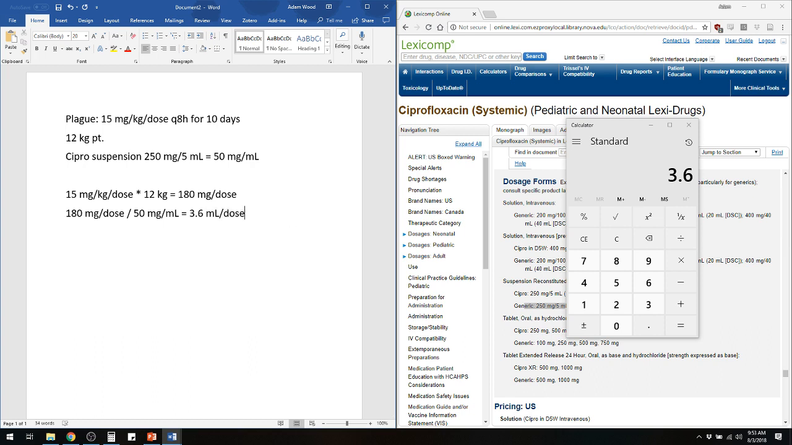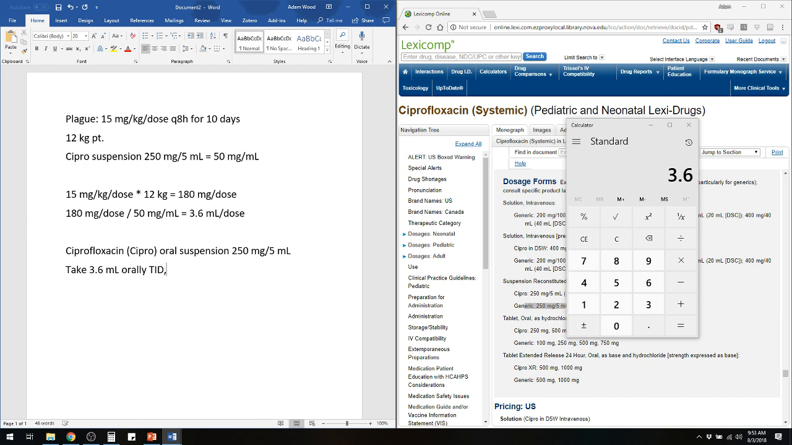Okay, let's go and write the script. Let's figure out how we're actually going to administer that. We're going to say ciprofloxacin. Cipro is a brand name. Oral suspension, so I already know it's an oral medication. It's going to be 250 milligrams per 5 mL. Okay, now what are my instructions? Take 3.6 mL PO, or orally. You say orally.